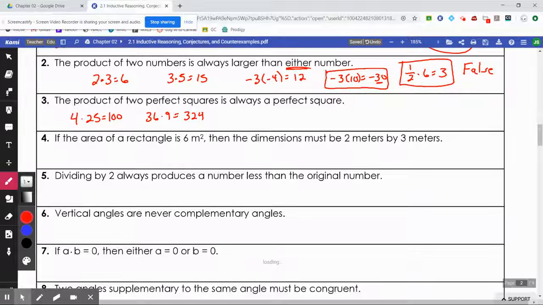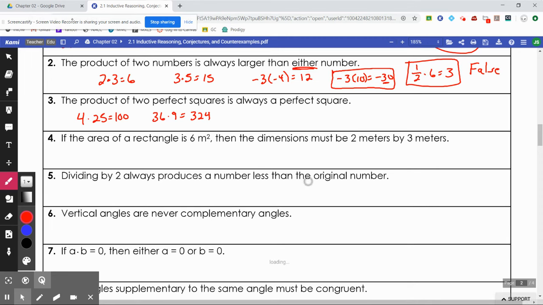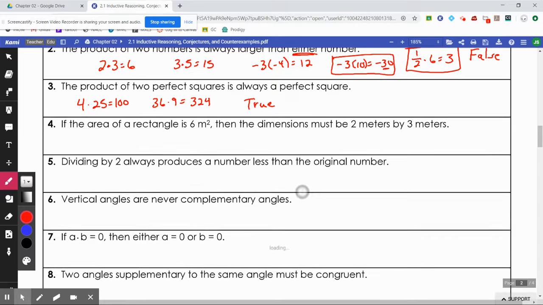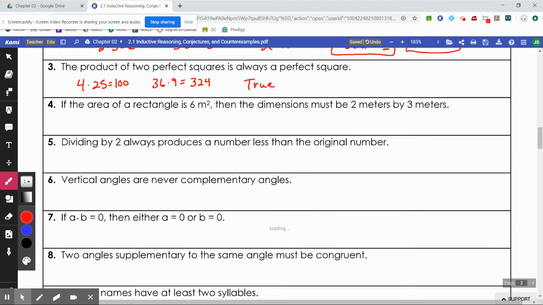But does that always work out? And again, all you would have to do is find a single counterexample where it doesn't work. However, this actually does. No matter what perfect squares you try to multiply, you'll always come up with another perfect square, which actually leads us to simplifying radicals and other things that we did in algebra.